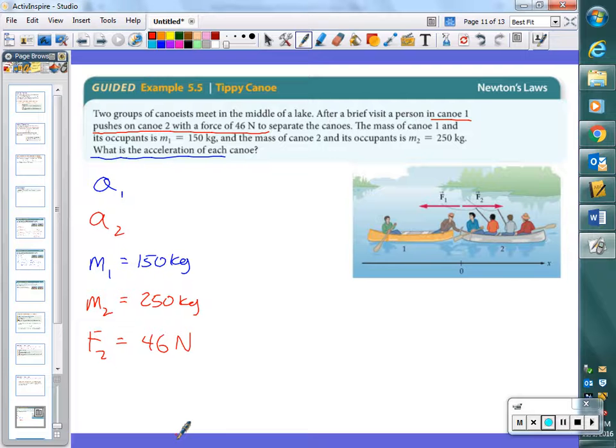But according to Newton's third law, if canoe 2 feels a force of 46 newtons, what automatically has to happen? Canoe 1 feels the same force, but which way? Negative, right? So that means the force on canoe 1 is negative 46 newtons. Does that make sense?